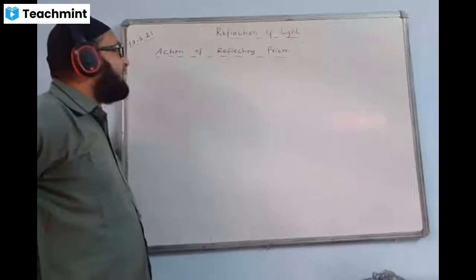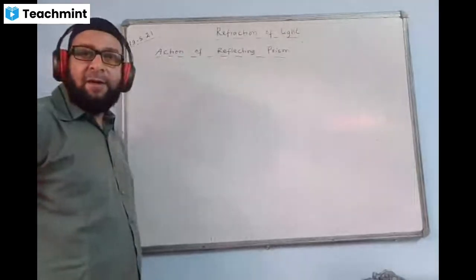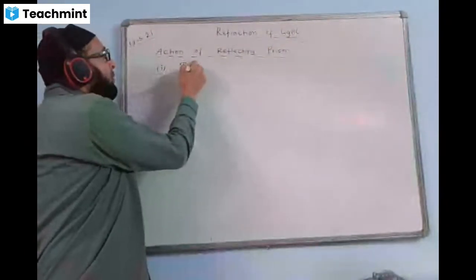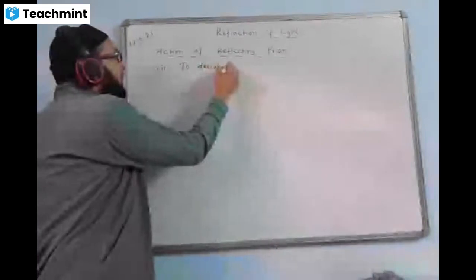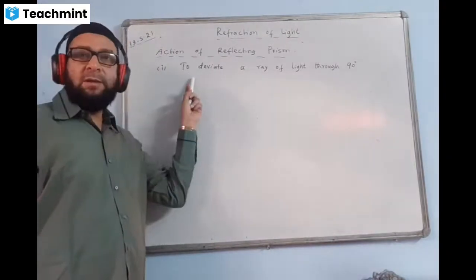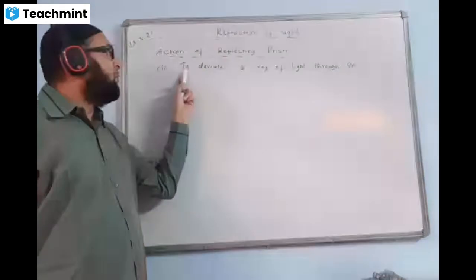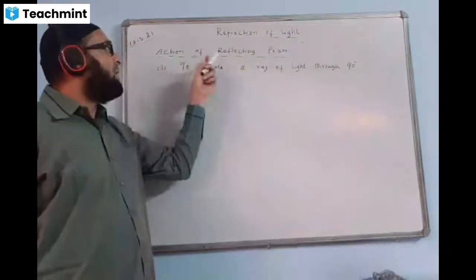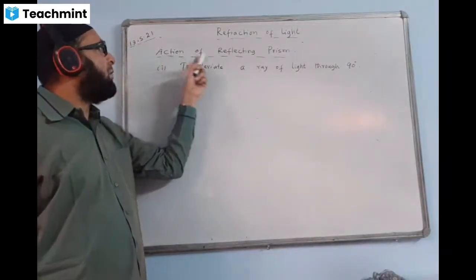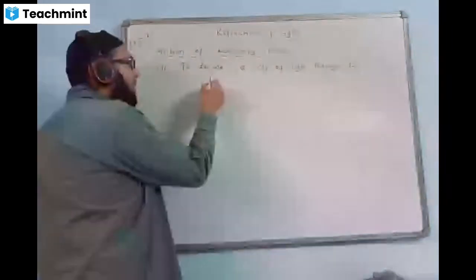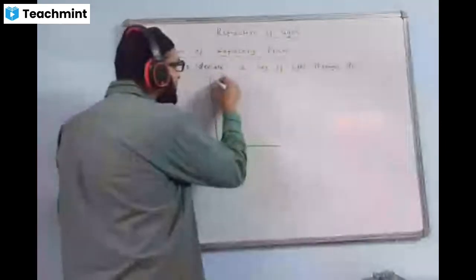Okay, now we are doing this one. Action of reflecting prisms. Number one, write down: to deviate a ray of light through 90 degrees. This is the heading, coming under the action of reflecting prism. Now how we do it, just have a look. We will take a right angled isosceles prism.